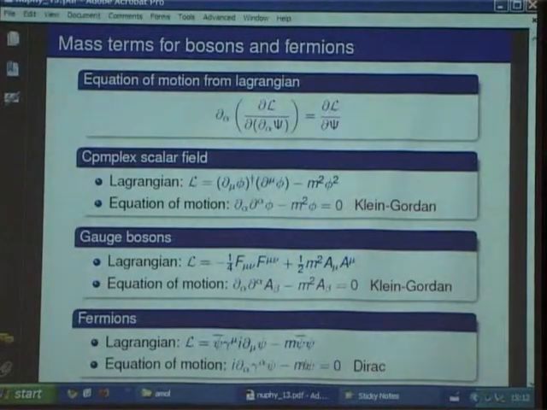That's it. These are three rules of thumb. For a scalar particle, the coefficient of phi squared is minus m squared. For a gauge boson, the coefficient of A_mu squared is plus half m squared. And for a fermion, the coefficient of psi bar psi is minus m, not m squared. Even dimensionally, psi bar psi must have an m in it.